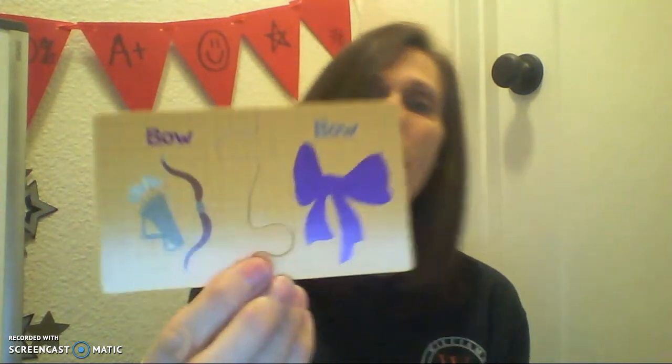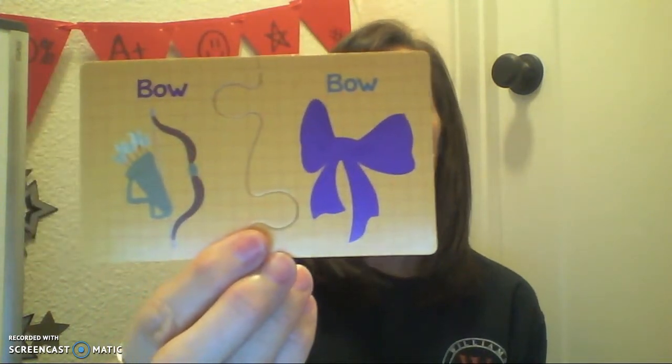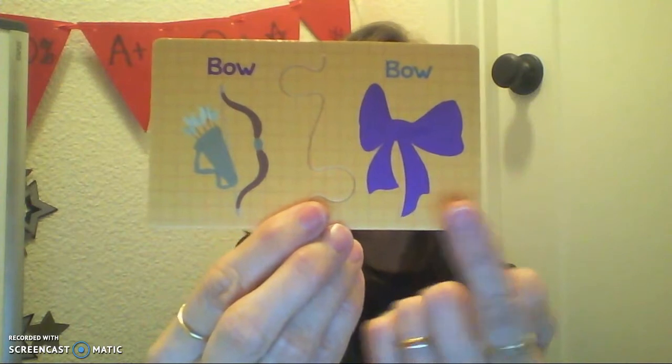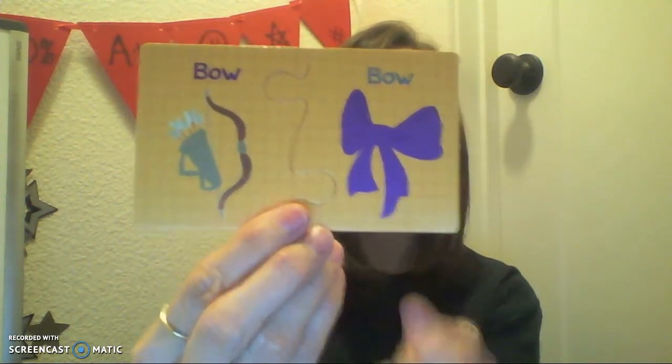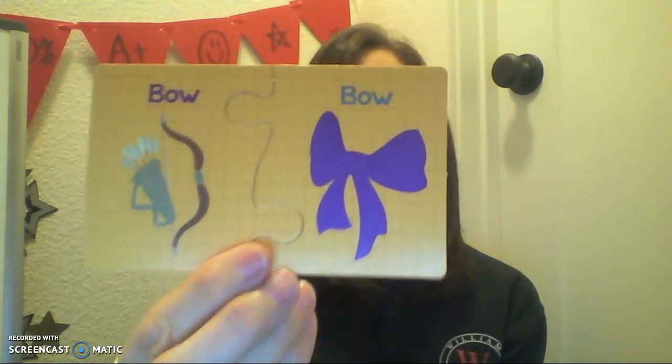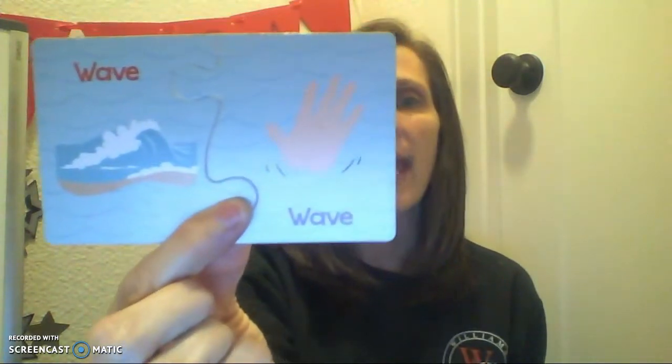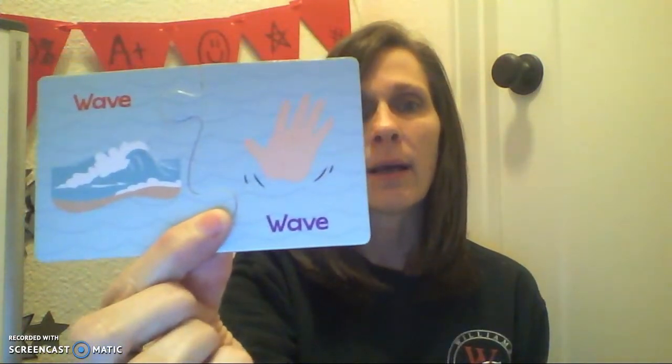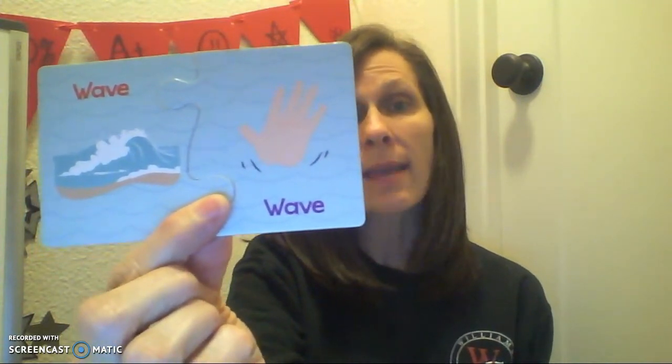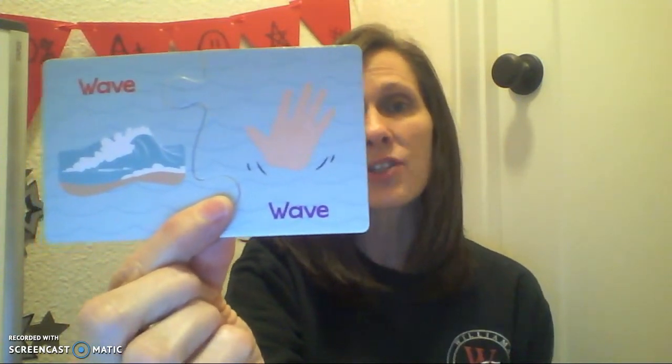How about this one? Bow and bow, right? This one here shows a bow and arrow. This one over here shows a bow that you would wear in your hair, or maybe a bow that you would put on a present. Okay, let's go ahead and do another one. Here we go. How about wave and wave? There was a big wave of water when I was out at the beach, or wave goodbye to your grandma as she's leaving.